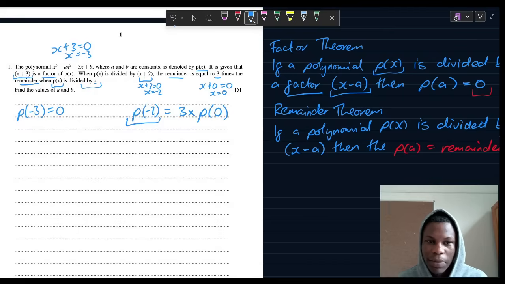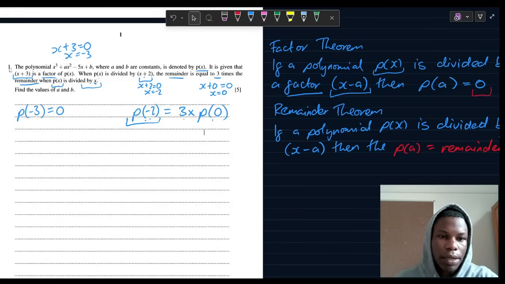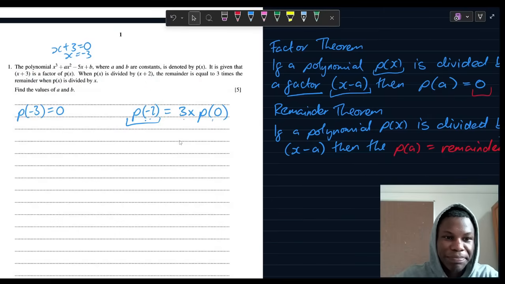When we divide p of x by x plus 2, the remainder is p of negative 2. When we divide p of x by x, the remainder is p of 0. But we've been told that this remainder is equal to 3 times this remainder. And from here, you just substitute into p of x and you simplify for 5 marks. Quite generous if you ask me.